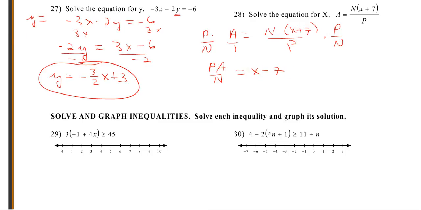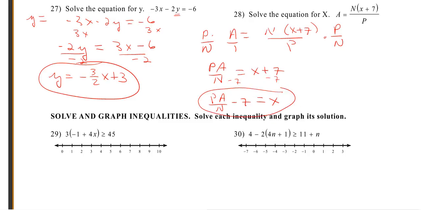So we just simply subtract, looks like, well, x plus 7. So we're going to subtract 7 from this side and from this side. Pa all over n minus 7 is equal to x. So that's one correct answer.